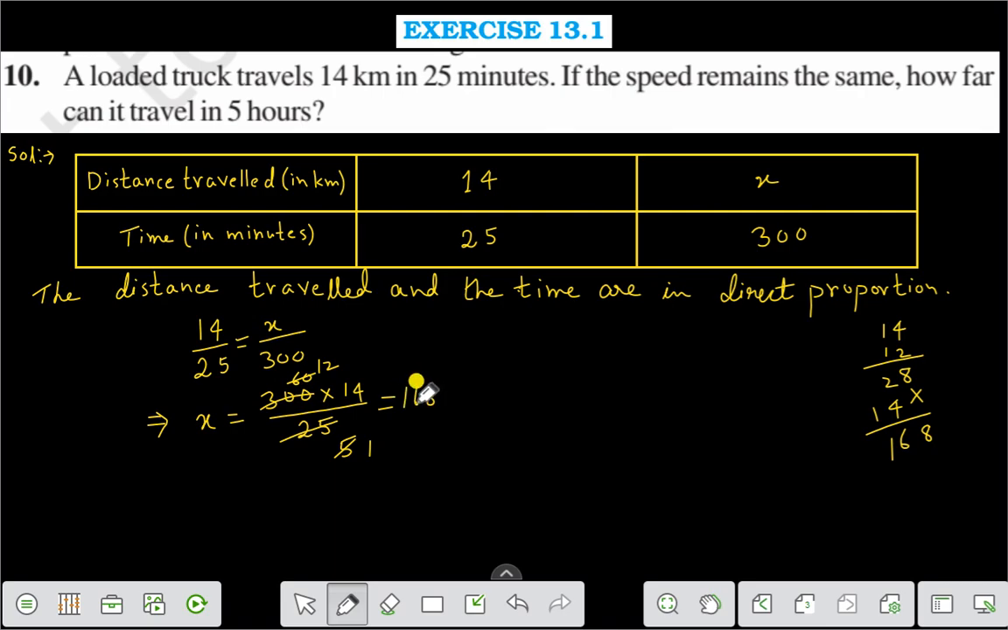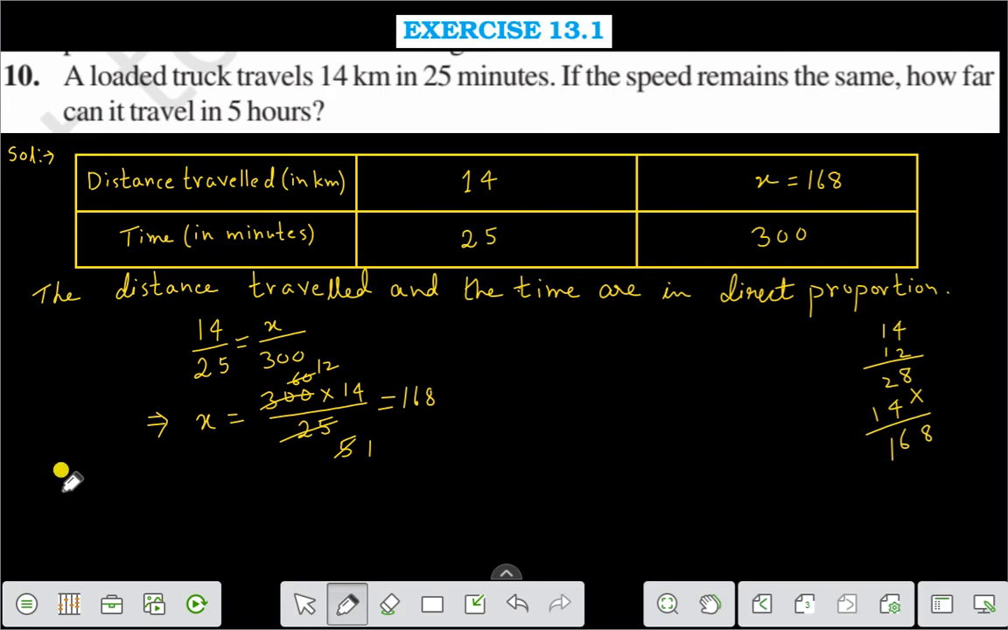Therefore, the value of x is equal to 168, and that is in kilometer. If the speed remains same, how far can it travel in 5 hours? Therefore, we can say that the distance traveled by the truck is 168 km.